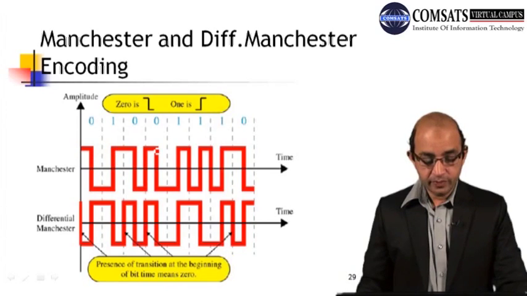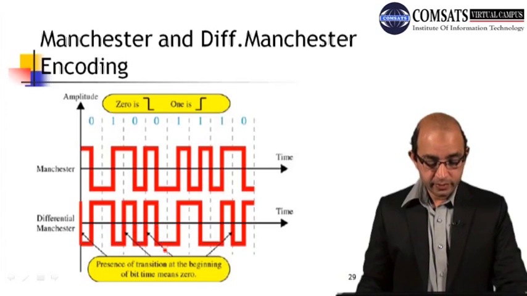So again 0, right? And here we have the 1 again, because we need this in order to represent 1, and then again 1, and this is 0. This is 0. If we talk about the differential Manchester, you can see the presence of a transition at the beginning of the bit time means 0. So this is 0, and then 1, 0.